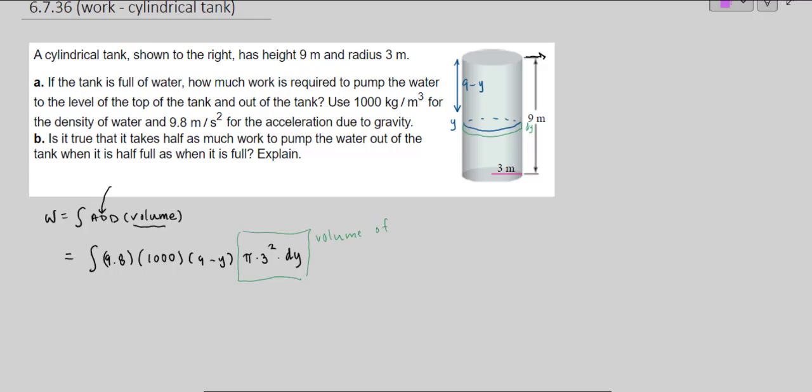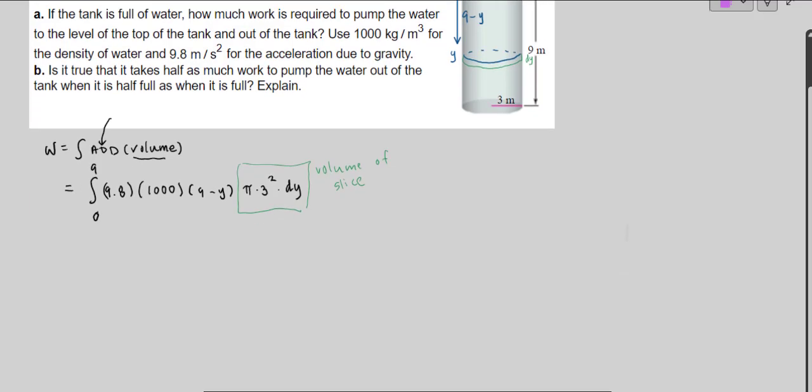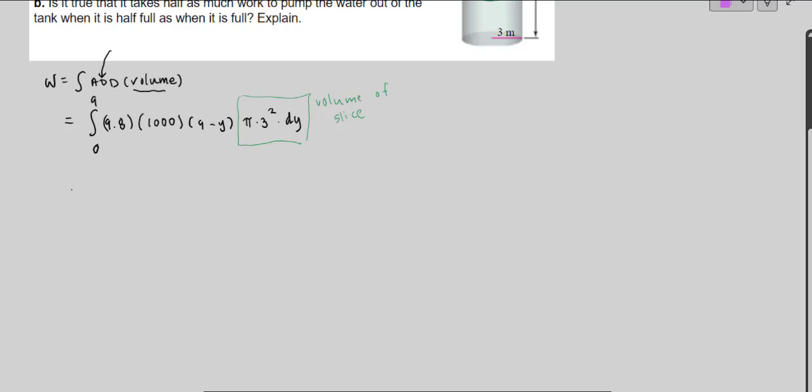Remember that a slice is three-dimensional where a cross-section is only two-dimensional. So the pi times r squared is the area of a cross-section, and then for the volume of the slice we multiply by dy. Now this integral is going to be from 0 to 9. And now we just have to do some math here. We're going to pull out the 9,800. We can pull out the 9 pi. And then all that we have remaining is the integral of 9 minus y dy.